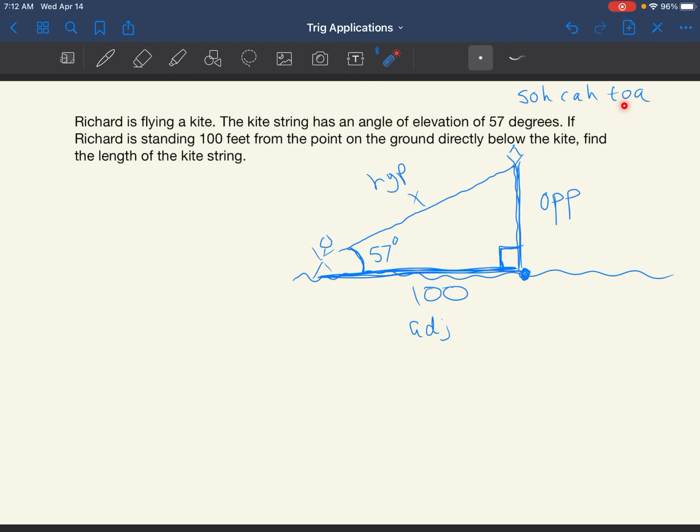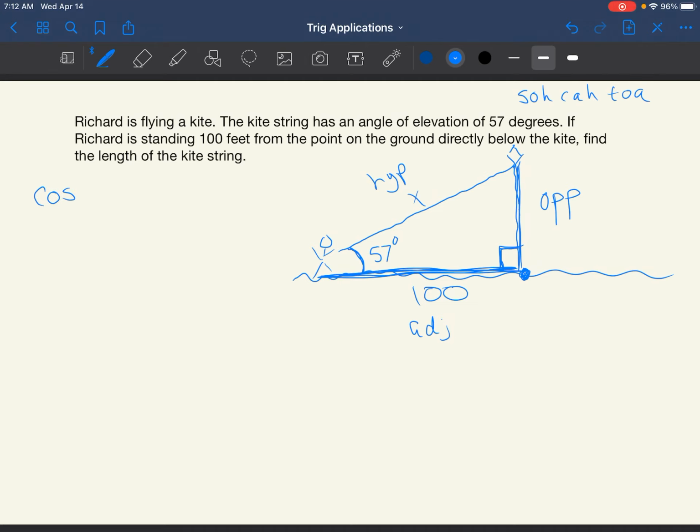So I'll go up to SOHCAHTOA, and I'll look at which one's using A and H. Well, sine uses O and H, so I'm not using that. Tangent uses O and A, so I'm not using that. But cosine uses A and H, so I'm using cosine. Okay? So I'm going to go ahead and write my equation over here.